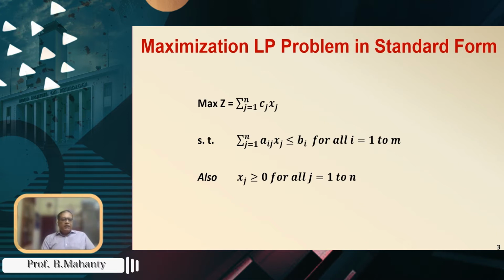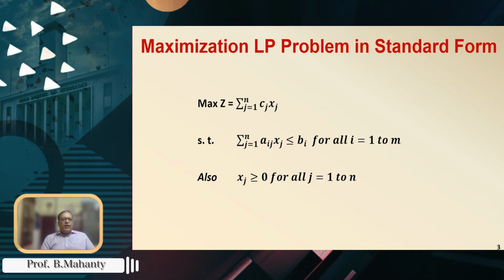This already we have discussed in detail, and here it is once again. Maximize z equal to sum over j equal to 1 to n cj xj, subject to sum over j equal to 1 to n aij xj less than equal to bi for all i equal to 1 to m, and xj greater than equal to 0 for all j equal to 1 to n. So this is our maximization problem in standard form.